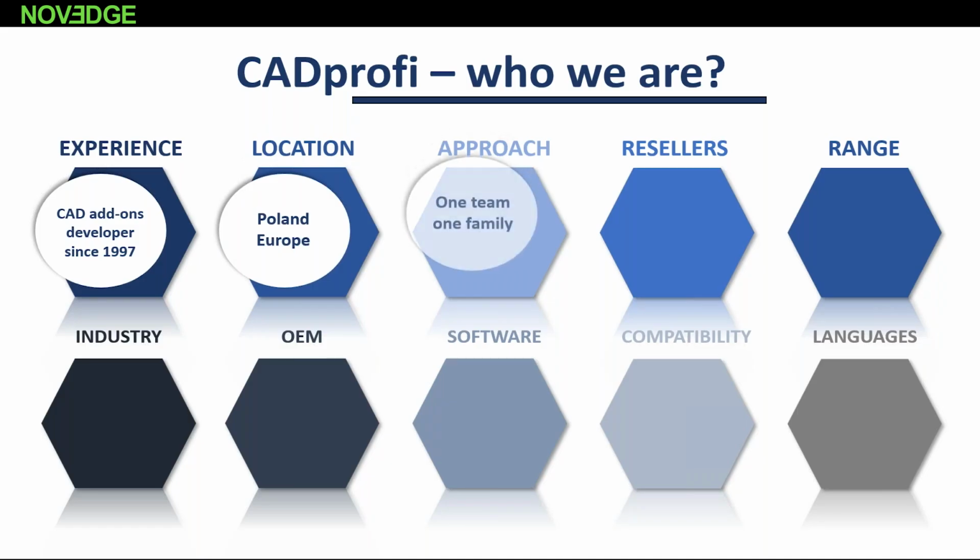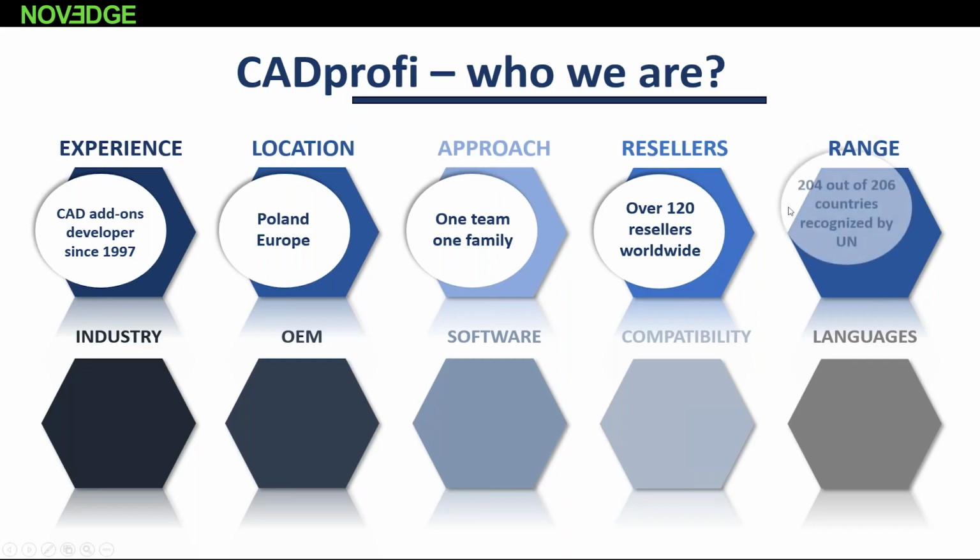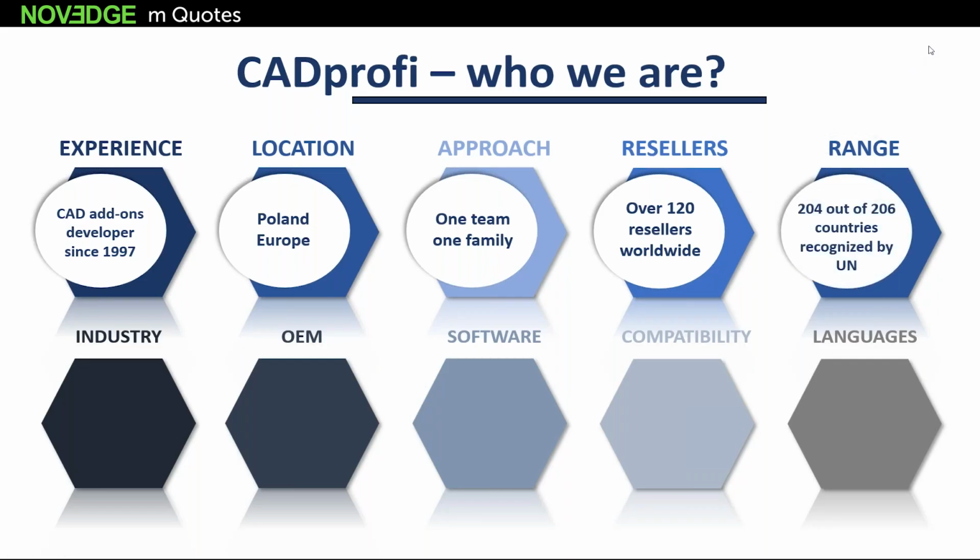Most of you might not know that behind our team there are two families. We are also a family business. Right now we have over 120 resellers worldwide, and it is my job to take care of those resellers. One of them is, of course, Knowledge. When we are speaking about range, we are visible in 204 countries out of 206 recognized by the United Nations. So we are covering the whole globe.